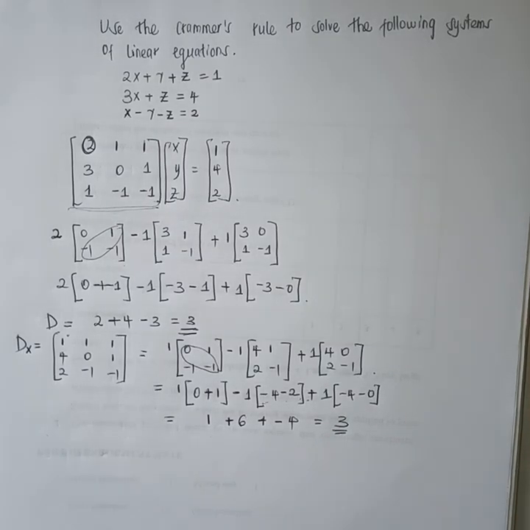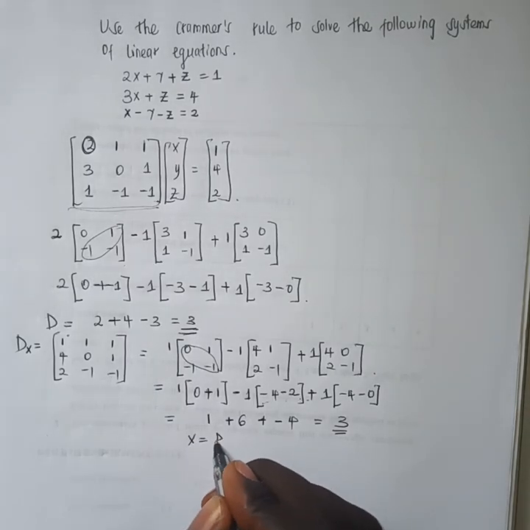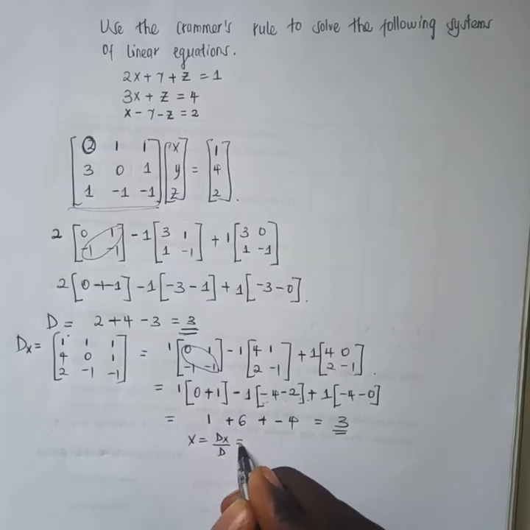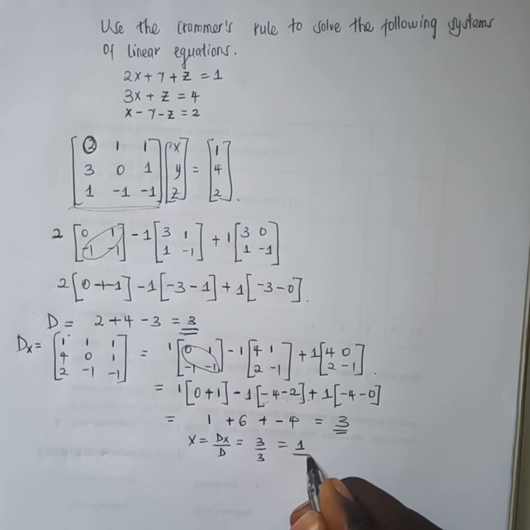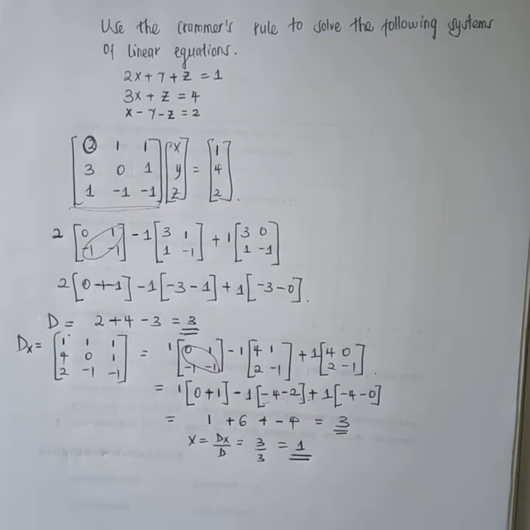So our dx is 3. So for us to get x, x is equal to dx over d, which is 3 over 3. This one is giving us 1 as our value of x. As you can see, it is very simple. So you can follow the same procedures that we have followed from top there.